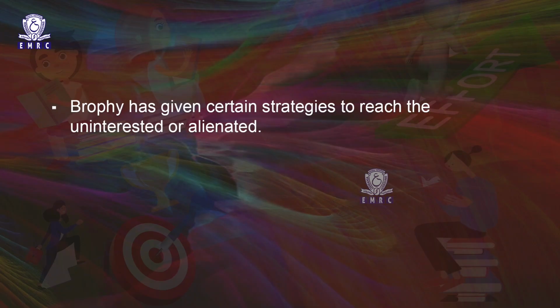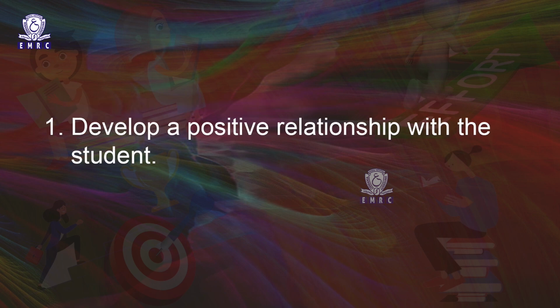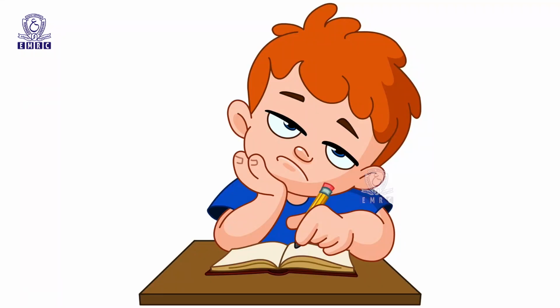So, Brophy has given certain strategies to reach these uninterested or alienated students. One such strategy is to develop a positive relationship with the student, because they are not at all interested in the classroom or in the subject or towards the other students. If they do not like the teacher, it is more difficult for them to get the work done. So, the teachers have to show patience, be determined to help the student and push for steady progress in spite of the setbacks or resistance from the students.